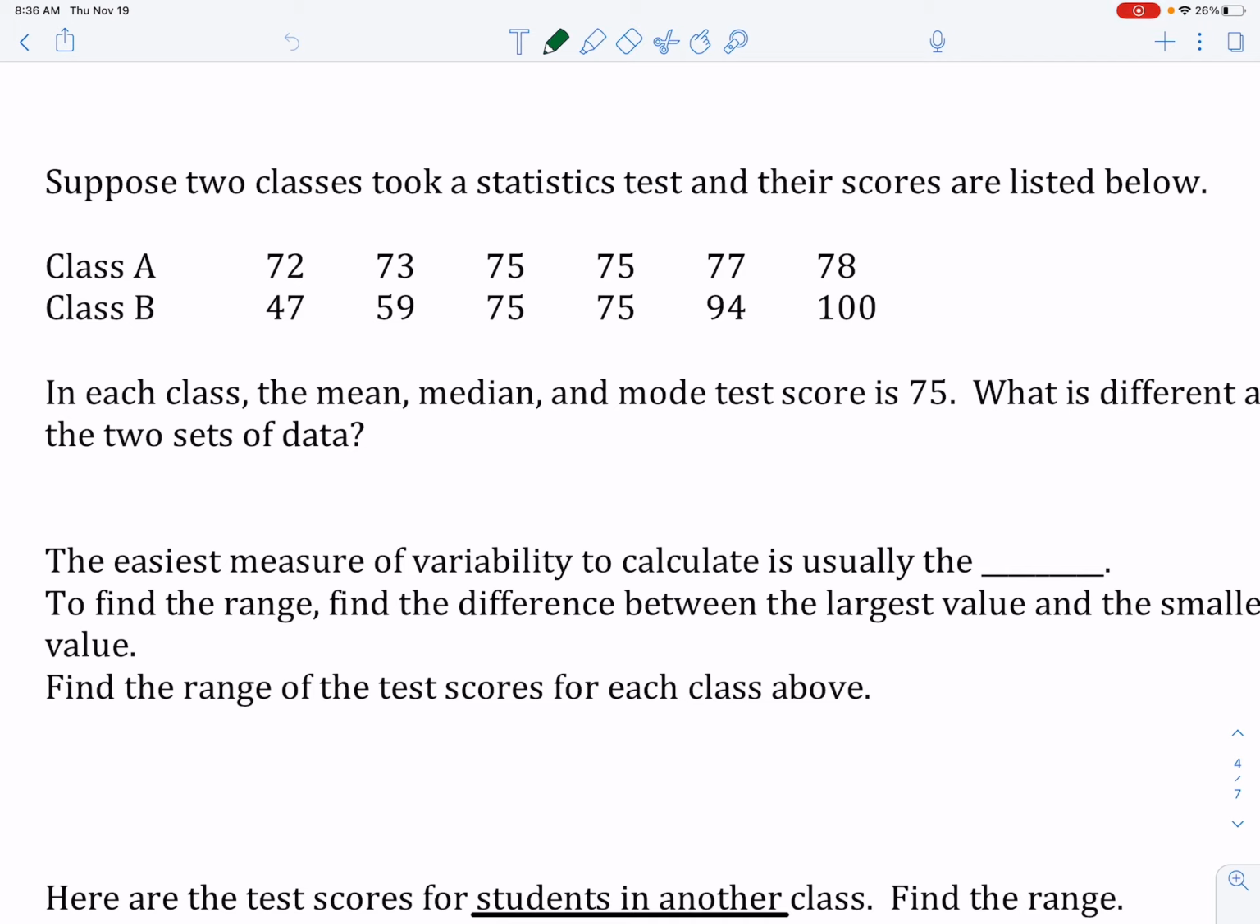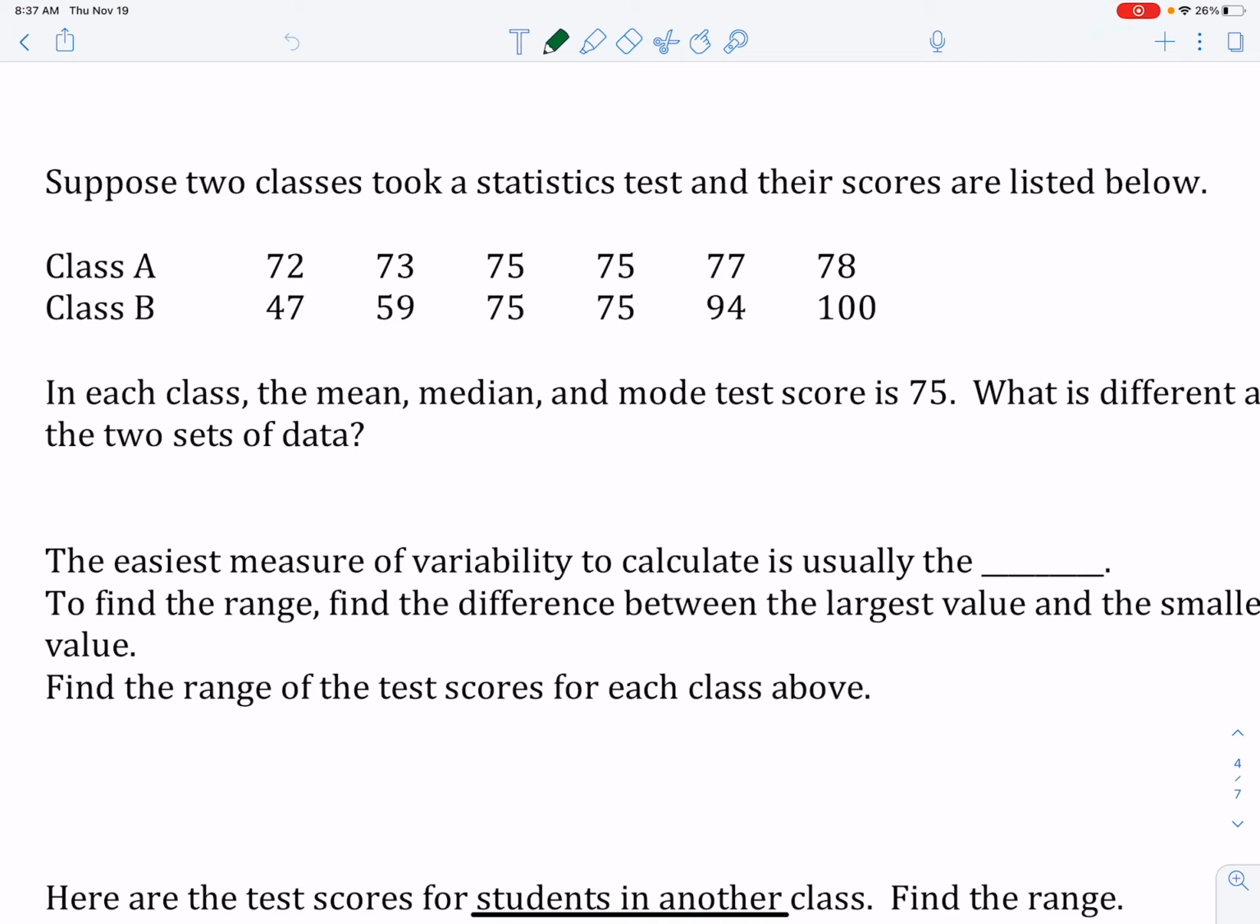If you wanted to know how the people did in the class, you might think, well, let's use those measures of center we talked about, the mean, the median, and the mode. If you calculate those for class A, you get that the mean is 75, the median is 75, and the mode is 75. If you calculate those for class B, you get that the mean is 75, the median is 75, and the mode is 75.